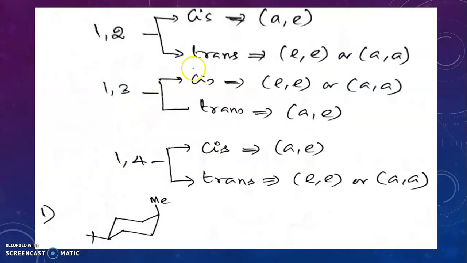You know very well, for 1,2 in cyclohexane, 1,2 cis isomer means one group should be axial, the other group should be equatorial. Trans isomer means both should be equatorial or both should be axial. Similarly, for 1,3 cis means both should be equatorial or both should be axial. Trans means one should be axial, the other should be equatorial. Similarly, 1,4: cis, one group should be axial, the other group should be equatorial. Trans means both should be equatorial or both should be axial.